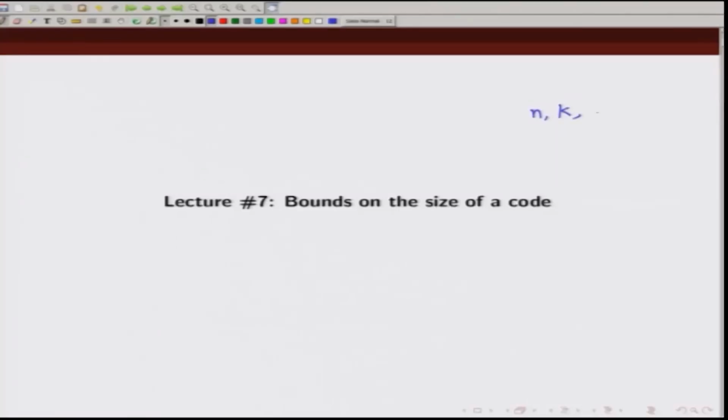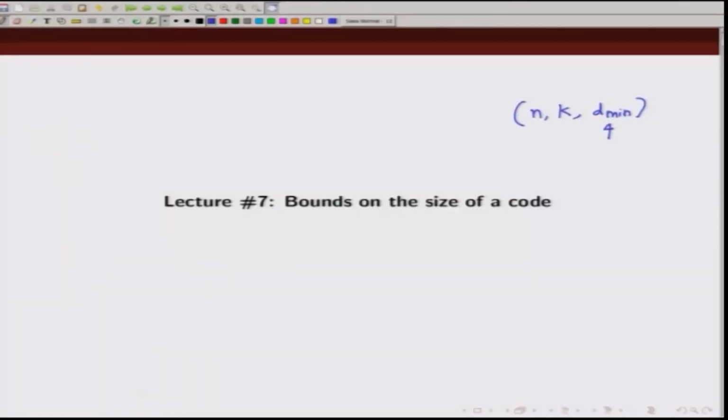A code, as we know, can be described by parameters n, k and the minimum distance d of the code. If we specify any two of these parameters, we would like to know what the third parameter would be. For example, if I specify the minimum distance of the code and the information sequence length, I am interested in knowing the minimum n required, so that I get this k and d. Or if n and k are specified, I am interested in finding out the maximum minimum distance I can get.